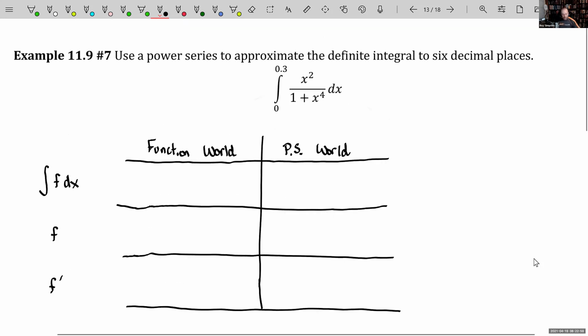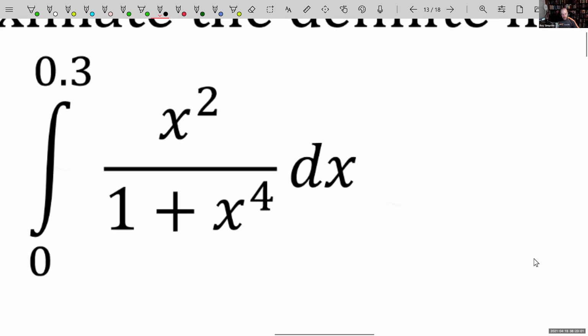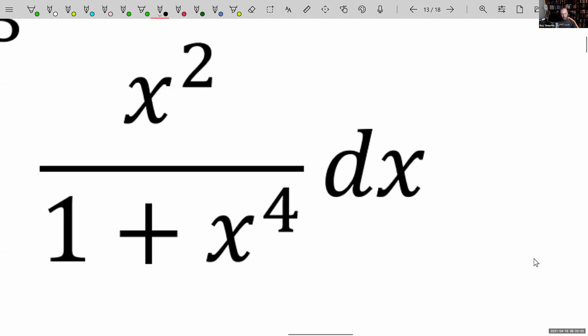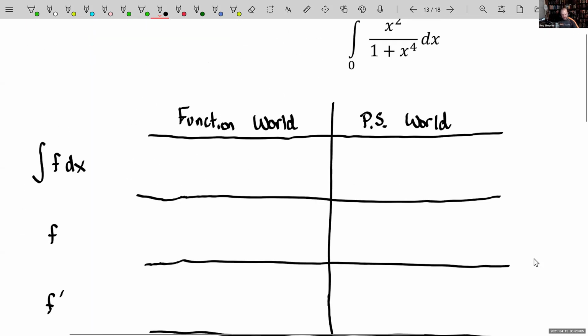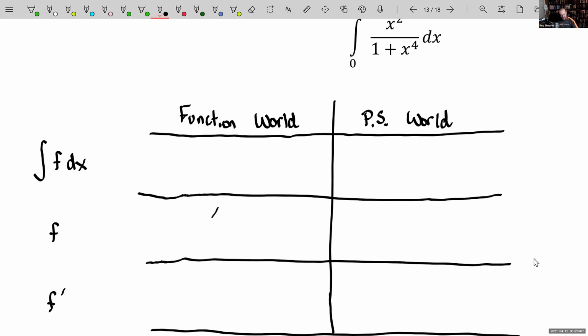Our function, don't worry about the integral. Our function is x squared over 1 plus x to the 4th. That's what our function is. x squared over 1 plus x to the 4th. That is where we're going to start. That's what we were given.